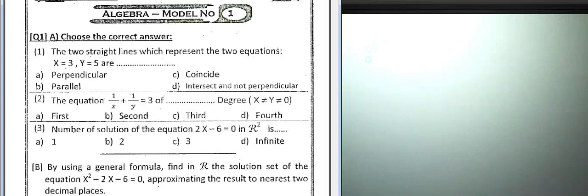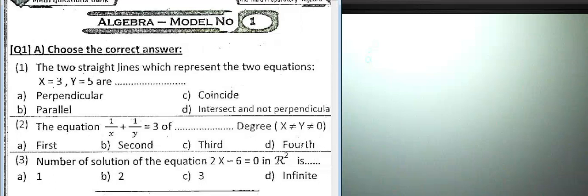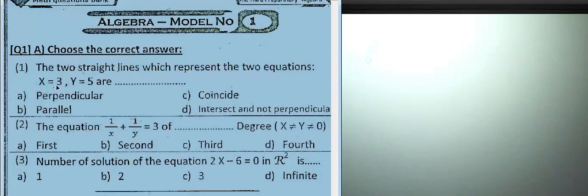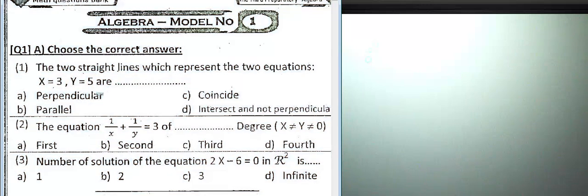Number 1 here, choose the correct answer. The two straight lines which represent the two equations x equals 3 and y equals 5 are space. We know x equals 3 and y equals 5 are perpendicular.